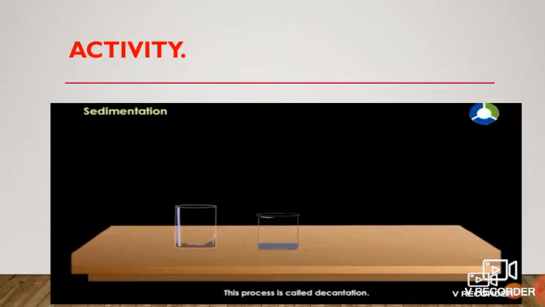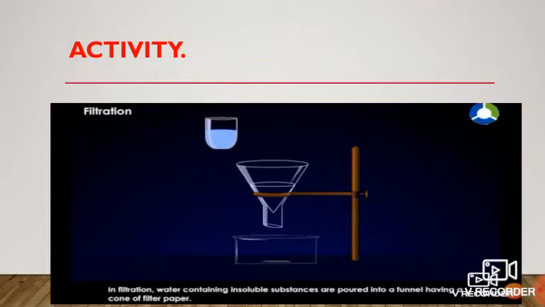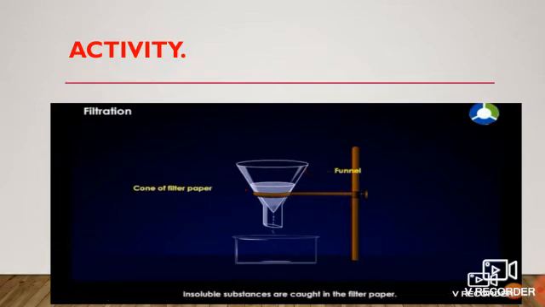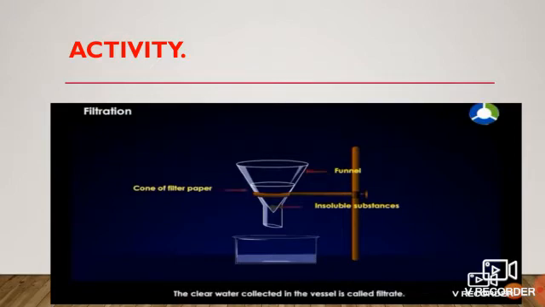Now, filtration. In filtration, water containing insoluble impure substances is poured into a funnel having a cone of filter paper. Insoluble substances are caught in the filter paper. Filter paper has very tiny openings in it so that even the smallest particles of any impurity in water cannot pass through it. The clear water collected in the vessel is called filtrate.